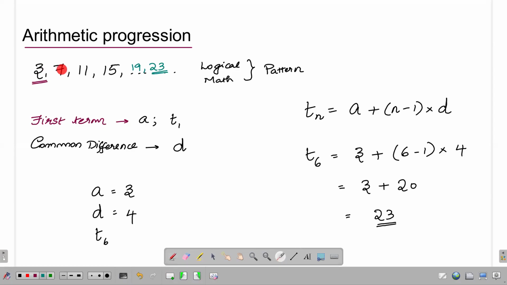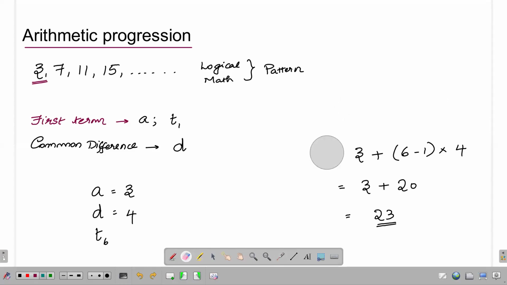See, the first term, second term, third term, fourth term, fifth term, the 6th term. The 6th term is coming as 23. But I didn't write all those terms up to 19 and then come to 23. Using this formula, I am able to find the nth term of this given arithmetic progression. So you must remember the expression to find the nth term of an arithmetic progression: a plus n minus 1 times d. Make a note of this. Tn is equal to a plus n minus 1 into d.